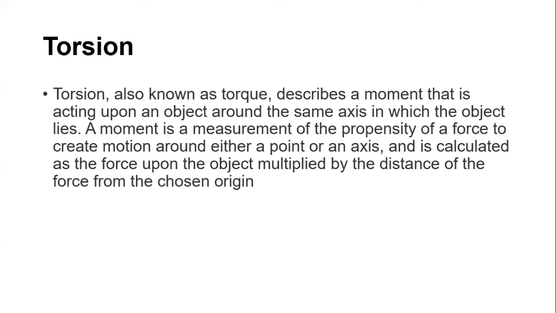Torsion, also known as torque, describes a moment that is acting upon an object around the same axis in which the object lies. A moment is a measurement of the propensity of a force to create motion around either a point or an axis, and is calculated as a force upon the object multiplied by the distance of the force from the chosen origin.